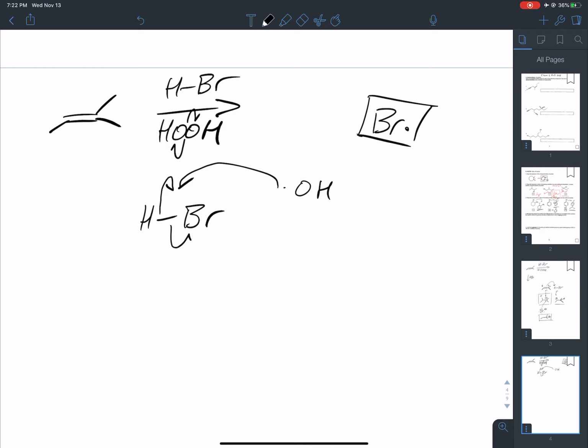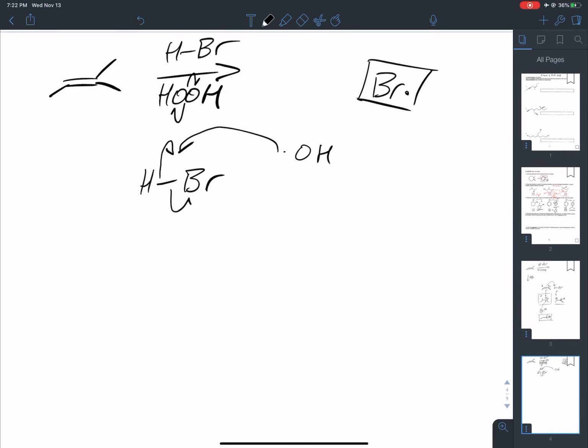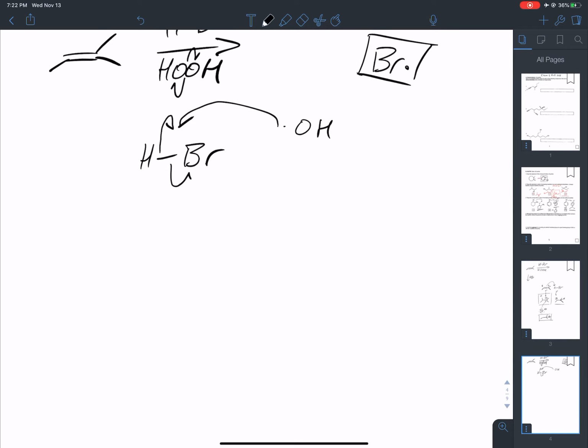So before, we added hydrogen first, and we put it on the side that was going to give us the more stable intermediate. Now we're adding bromine first. So we've switched the order that we're adding them in. So we've got our alkene, and we've got our bromine radical. One of these is going to link up with the bromine radical.